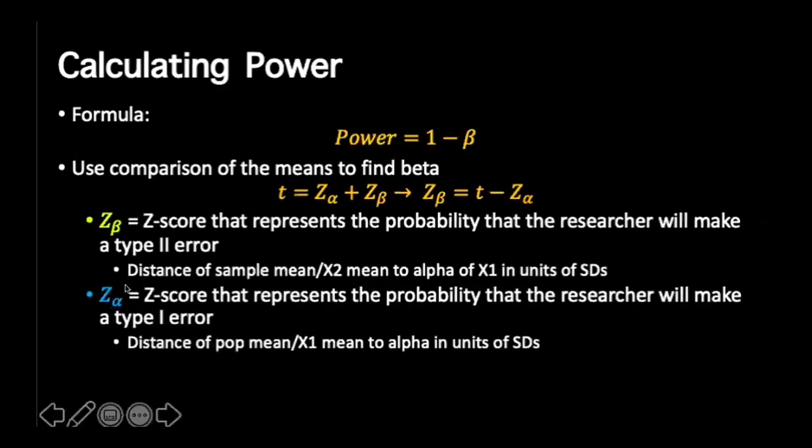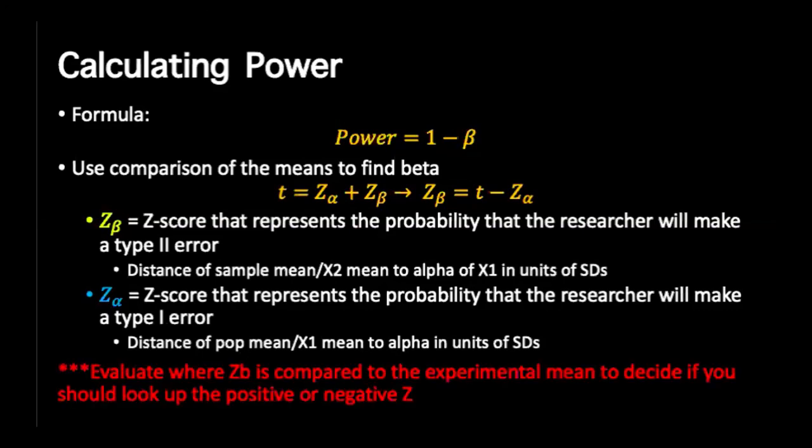right? Z alpha, remember, is going to be representative of the probability that we will make a type 1 error, in the sense that it's the odds that we would reject the null when the null is true, okay? So with this information, evaluate where z beta is compared to the experimental mean to decide if you should look up the positive or negative z-score.